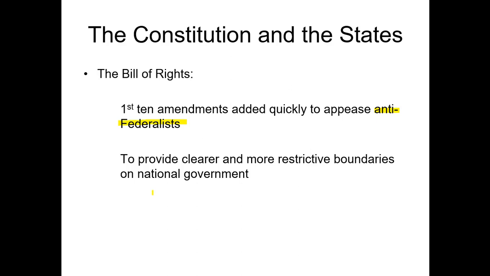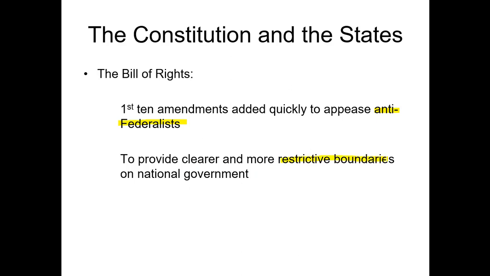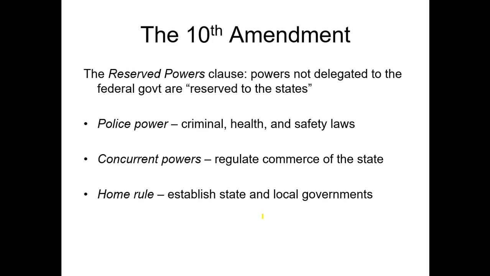So the anti-federalists were appeased through the Bill of Rights as well as the Federalist Papers, which more clearly articulated the reasoning behind the Constitution. So we're seeing a little bit more restrictive boundaries on national government in order to help get the Constitution ratified, and it did.